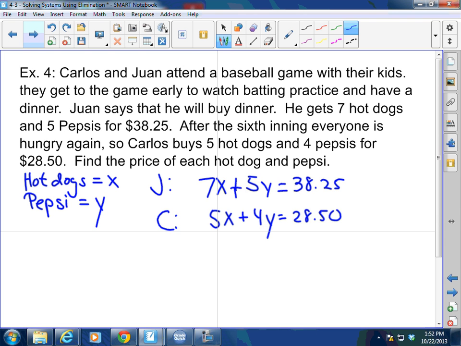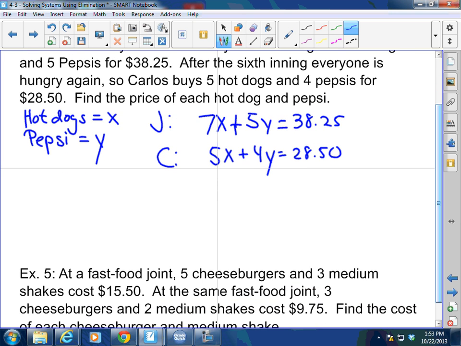Before we go any further, does everyone see how I created that system? Because that's the hard part. After this, most people can solve it. But do you see how I created it? Okay. I'm going to cheat a little bit just for time. I'm going to use the calculator on some things.